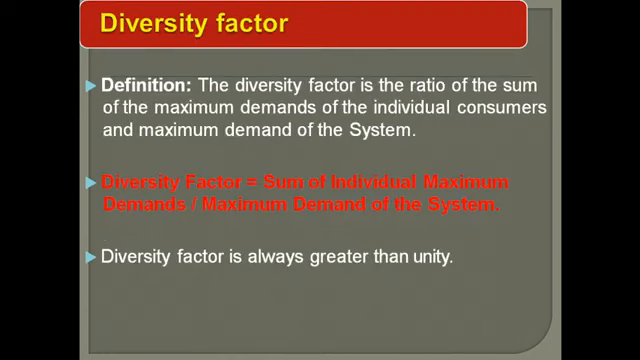The next one is the diversity factor. It is a ratio of the sum of the maximum demands of the individual customers to the maximum demand of the system. So in a simple way, we can say diversity factor is equal to the sum of the individual maximum demands divided by the maximum demand of the system. It will always be greater than unity.